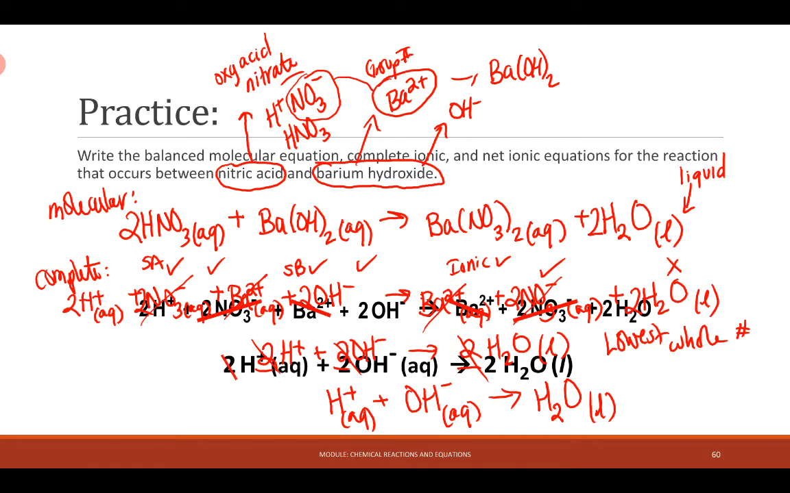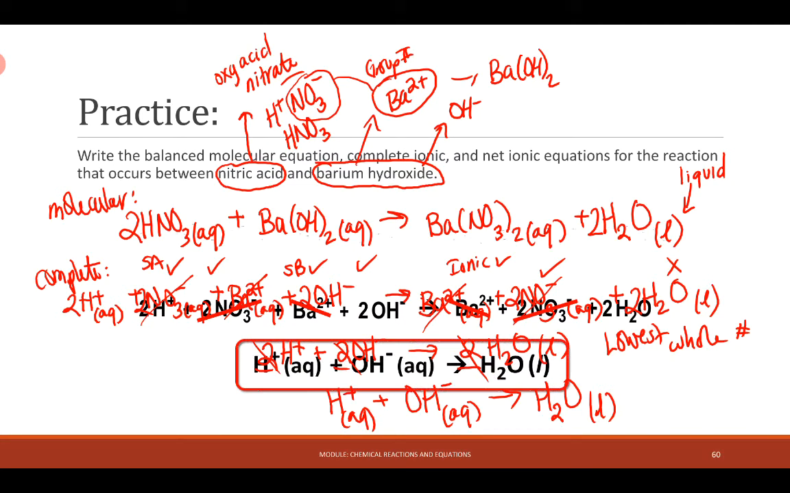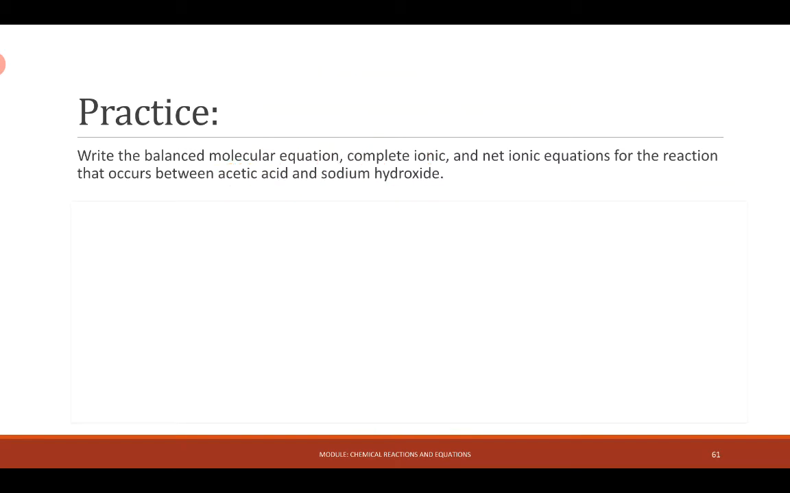And so underneath all this, there's the writing. Here's another practice problem for you. It says, again, to write the balanced molecular equation, the complete ionic equation, and net ionic equations for the reactions that occur between acetic acid and sodium hydroxide. Go ahead and pause the video and try to work this out on your own. Unpause the video when you're ready to continue.